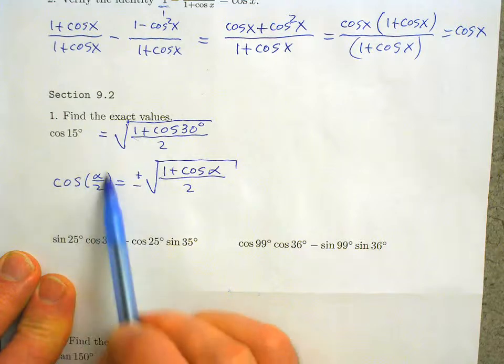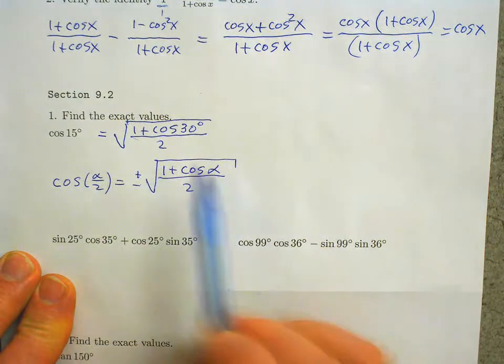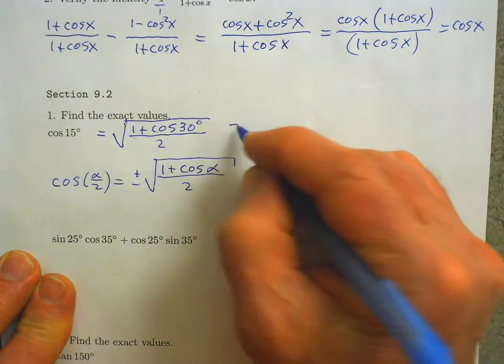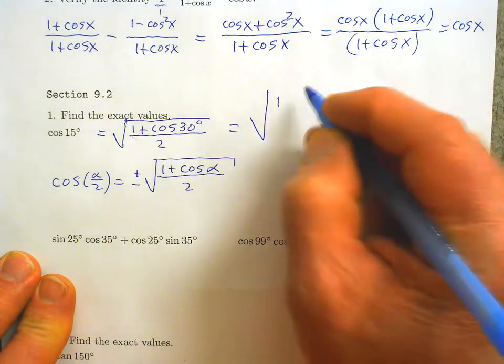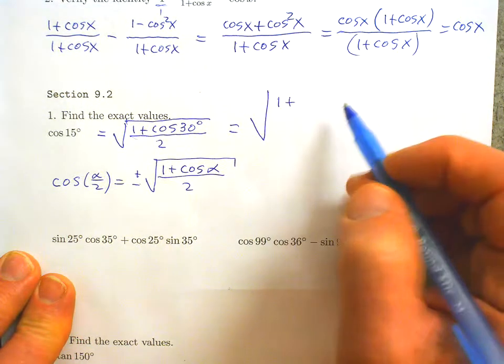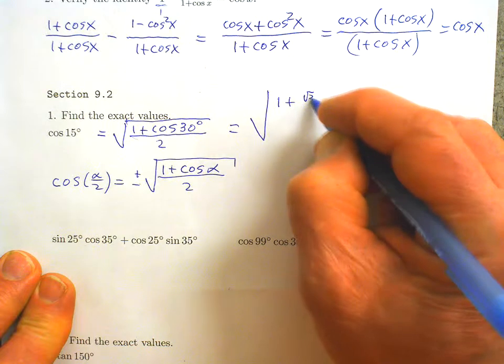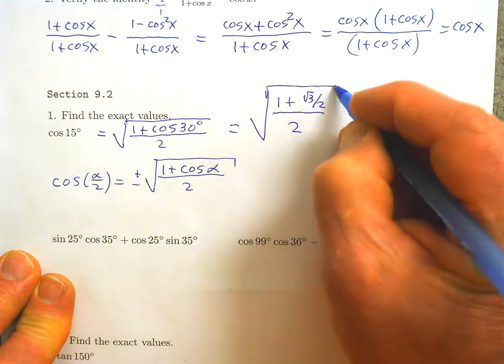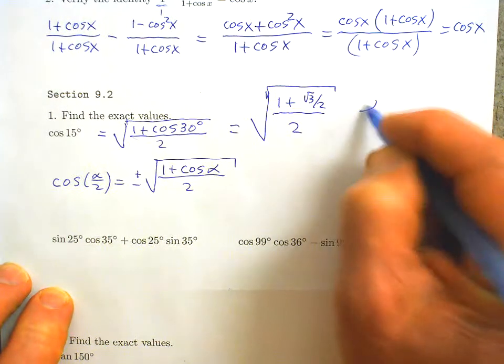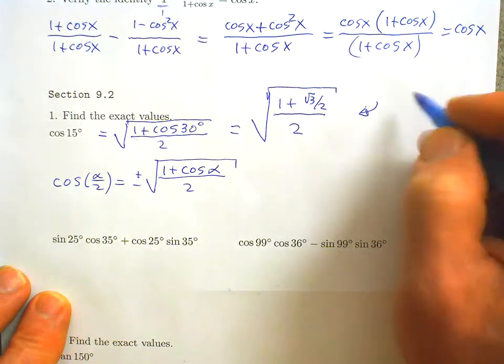15 degrees is the half angle of 30. And we can take this further because we know what cosine of 30 is. Cosine of 30 is the square root of 3 over 2. So if you have something like this on the final, this is an okay answer. Just leave it in that form.